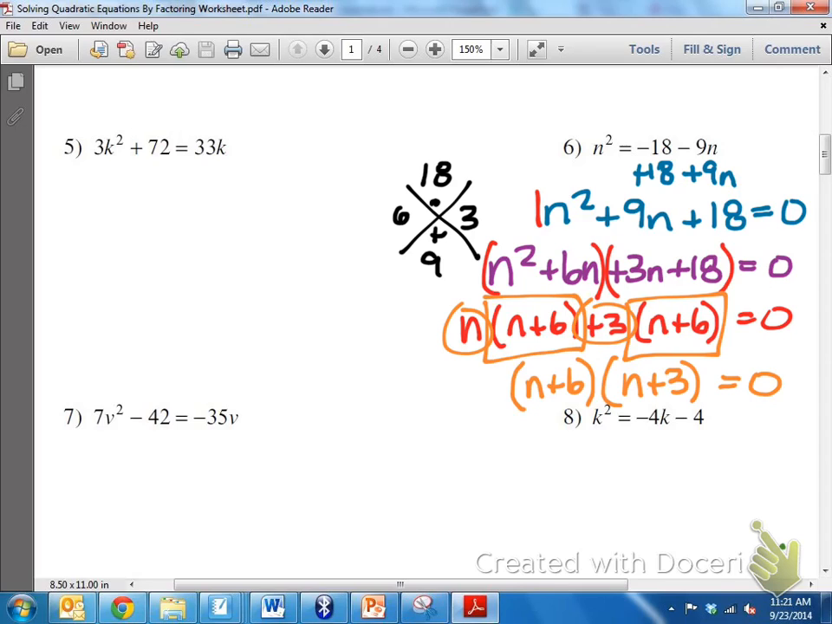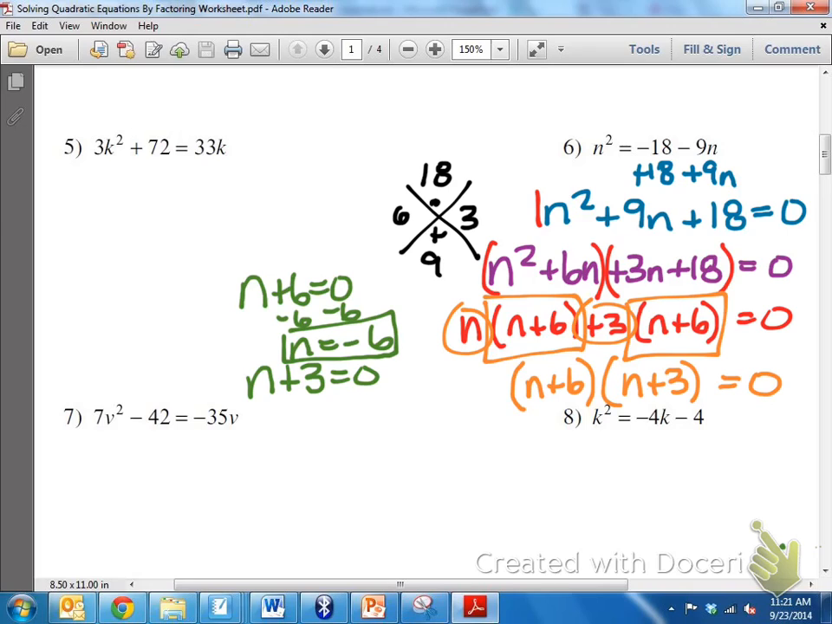Now that we factored, because of the zero product property, we just set each piece equal to 0. So n plus 6 equals 0, and n plus 3 equals 0. Solving n plus 6 first, to get n by itself, we subtract 6. And that will give me n equals negative 6. We subtract 3 from the second one, and we get n equals negative 3. So those are my two answers, and that is how I solve this quadratic equation.